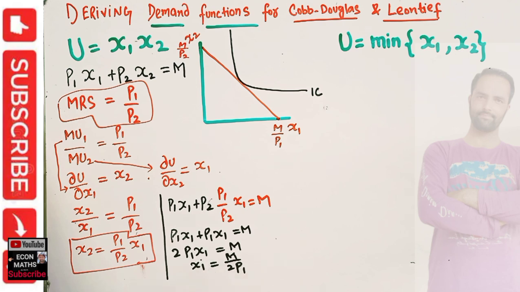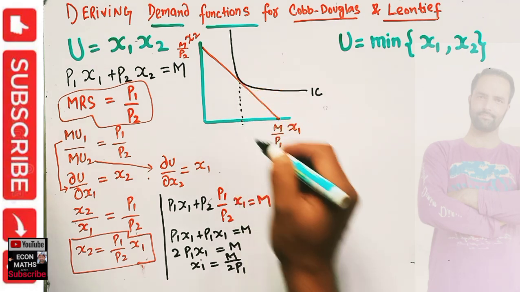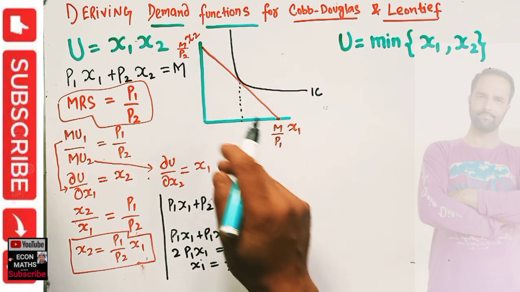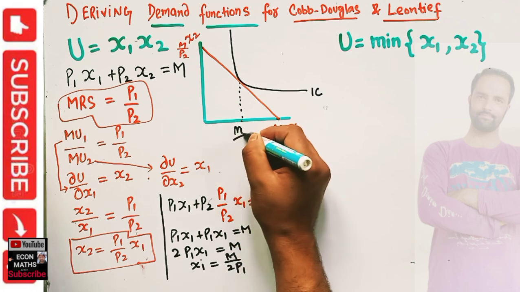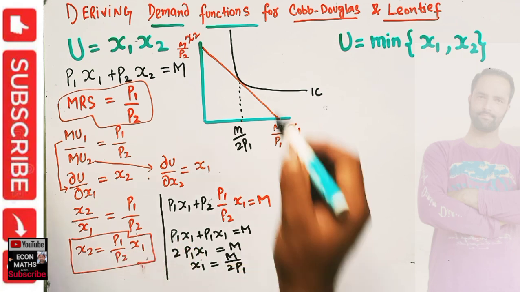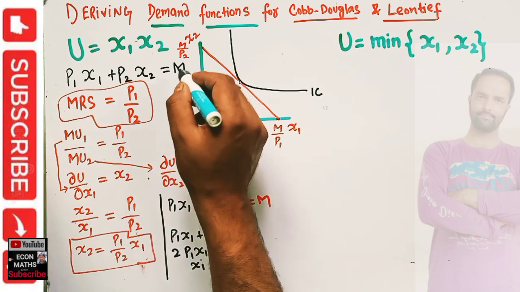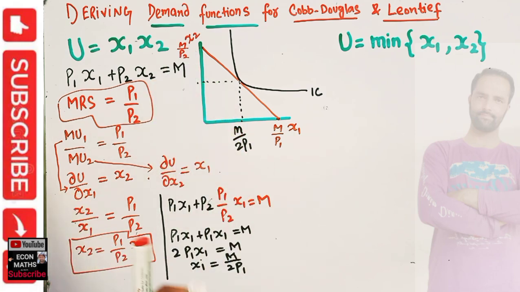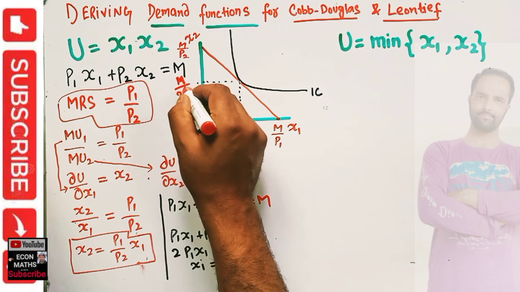So this is the demand for good x1. Here, at a point where indifference curve and budget line intersect, corresponding to this, we get the optimal demand is m upon 2p1. Okay, symmetrically we can show that demand for good x2 will be equal to m upon twice p2.